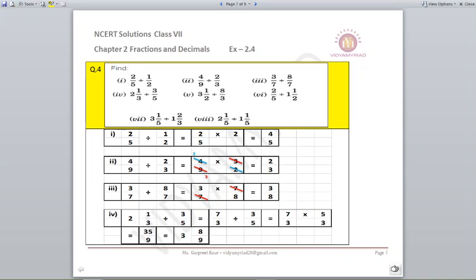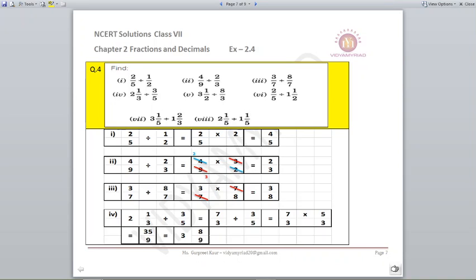Next, 4 upon 9 divided by 2 upon 3. It will become 4 upon 9 multiply 3 upon 2. Now you know 3 and 9 are divisible. 2 and 4 are divisible. So new fraction is your 2 upon 3.